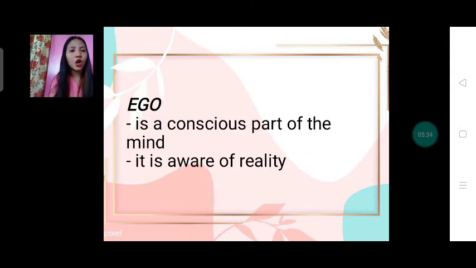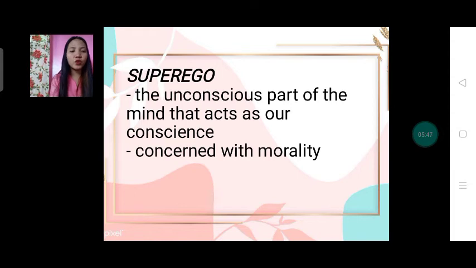Then ego is the conscious part of our mind. So id is unconscious, then ego is the conscious part. It is aware of reality when we say ego. Superego is the part of the mind that acts as our conscience. Superego is also concerned with morality.